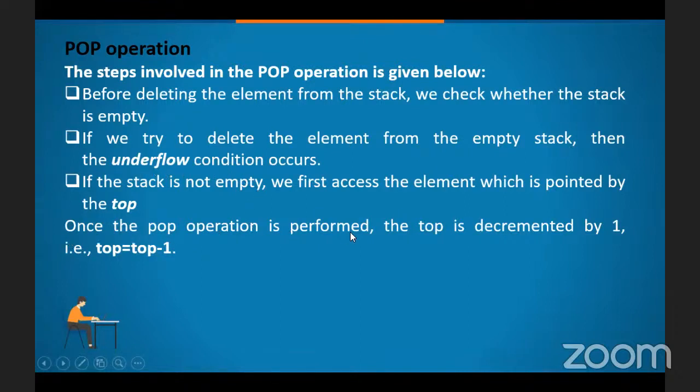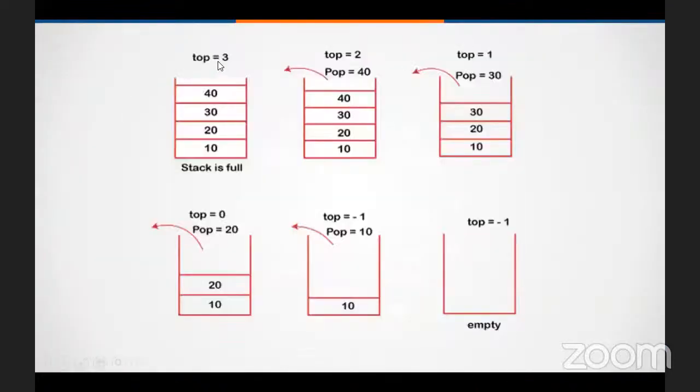That means once the pop operation is performed, top value is decremented by 1. When you insert, top is incremented by 1. When you delete, top is decremented by 1. That's it. Very simple statement. Okay, fine. So top equal to 3. When you apply pop operation, pop 40, then automatically your top variable is decremented. See, 0, 1, 2, 3 is the top. Now when you apply the pop, top becomes 2. After that, top becomes 1, top becomes 0, then top becomes -1. Top is -1, nothing but it is empty.